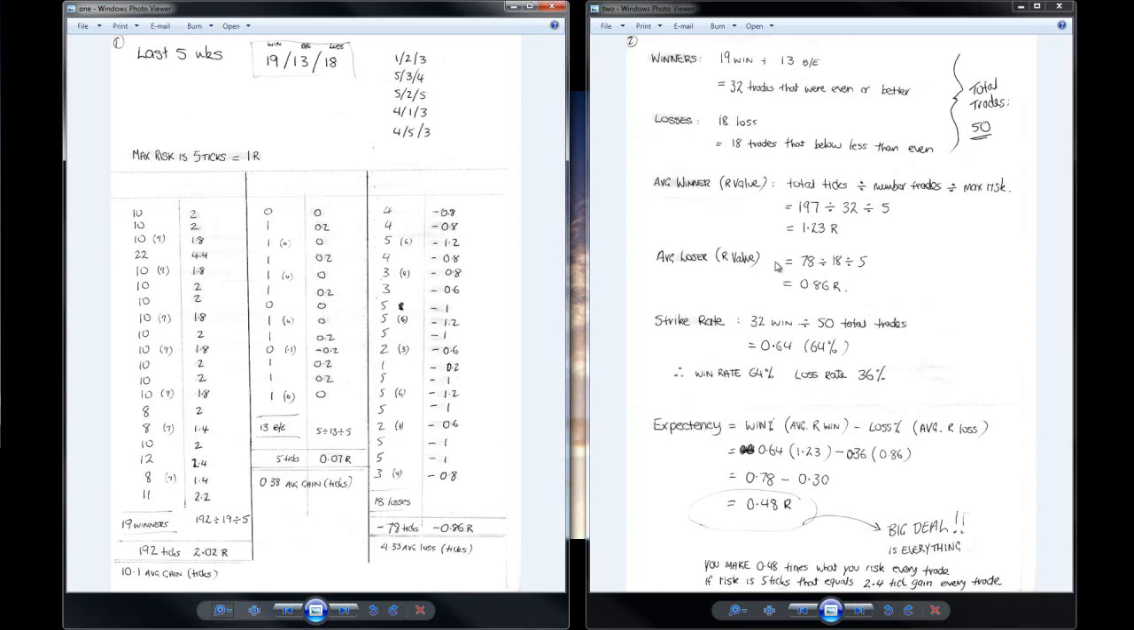Okay, and then the same thing for losers: 78 ticks divided by 18 trades divided by 5 ticks, and it's the same figure as here. My R loss is 0.86. I lose 0.86 of what I'm prepared to risk each trade. Okay. Now expectancy.